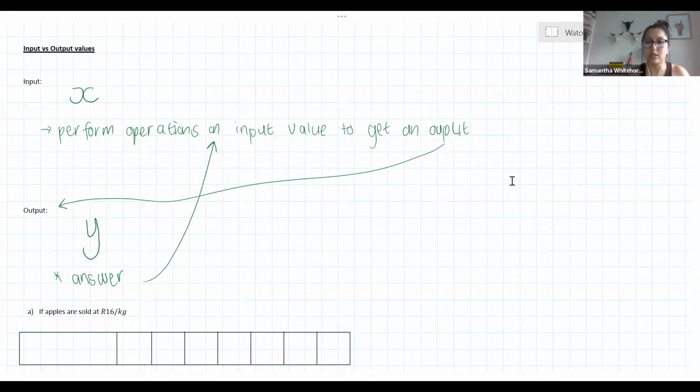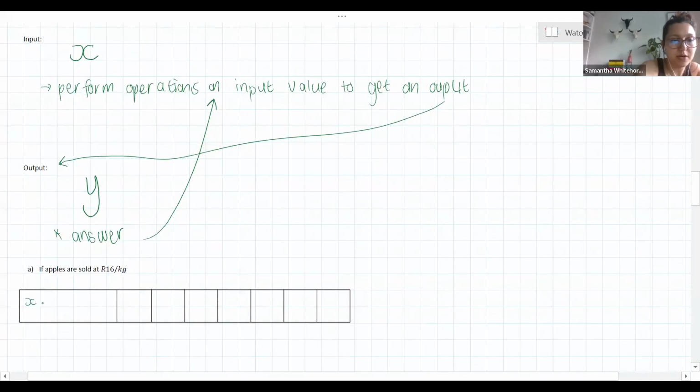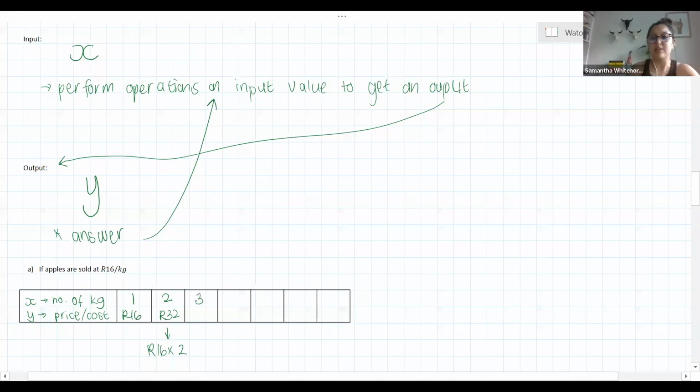So if we consider this relationship now, we've got an input and we've got an output. So our X is the number of kilograms I'm going to buy. And our Y, in this case, would be the price or the cost. And so what we've just said here is if I bought 1 kilogram, that would cost me 16 Rand. If I bought 2 kilograms, that would cost me 32 Rand because I would take 16 times 2. Who wants to tell me what I would pay if I bought 3 kilograms of apples?